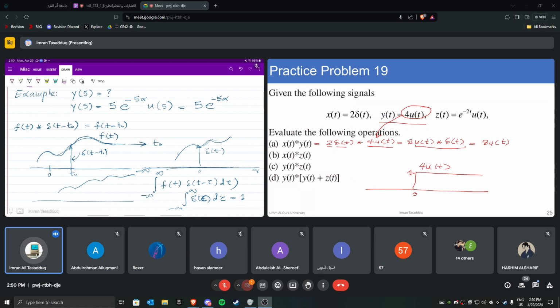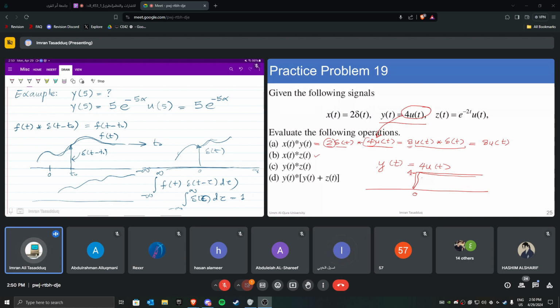What I'm saying is that if you look at y of t, how will y of t look like? This signal is y of t, so y of t is going to look like this, go up like this, multiplied by 4. And now when you convolve it with the delta, it remains the same. Only it will be scaled by this 2 and this 4, which gives 8.